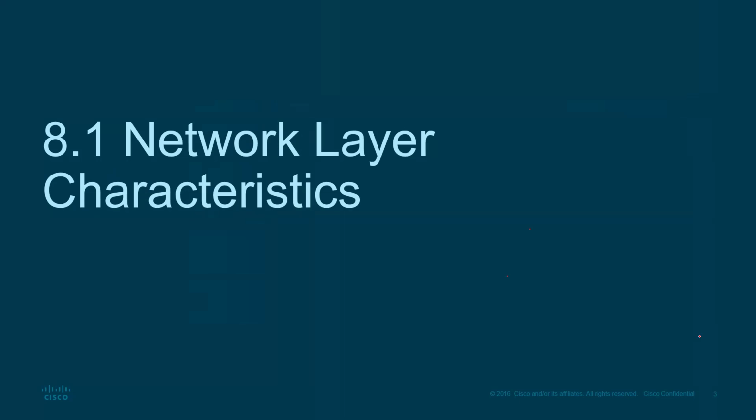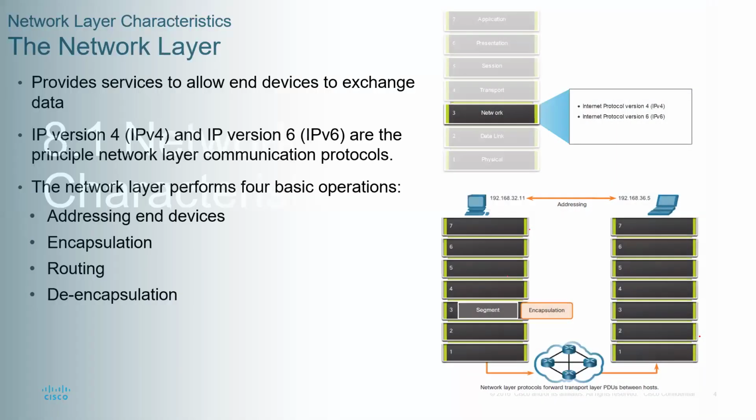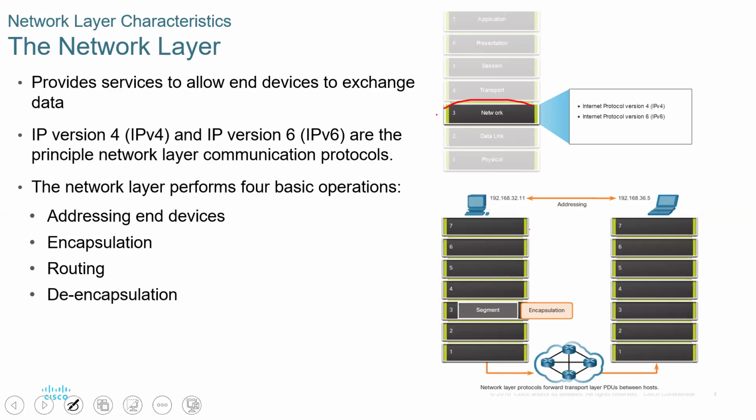Now, let's look at network layer characteristics. The network layer provides services to allow end devices to exchange data. Like we can see, it is operating at layer 3 of the OSI model. It runs basically two protocols, IPv4 and IPv6. There are other protocols, but majorly it is these two, IPv4 and IPv6.